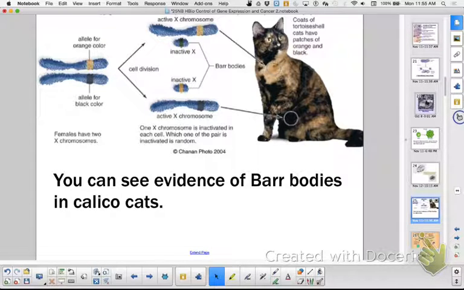Then sometimes people ask me, well then where did more calico cats come from if there's only females? Well, the males are either tan or they are black because they only have what? One X. So you see the mottled color just in the females. Okay, I'm just making sure you understand that.